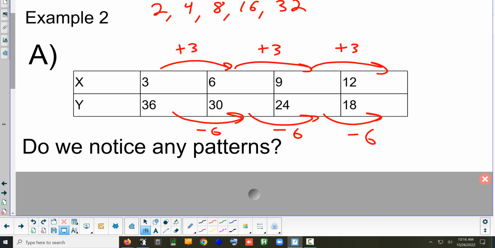If your pattern includes multiplying by a number each time, that's not something that we want right now. Our pattern has to be adding or subtracting each time. Multiplying is something different. We're going to do that, but that's at the end of the year.